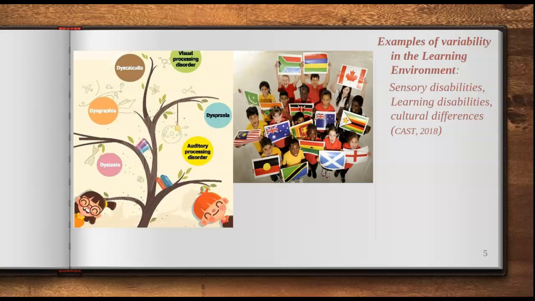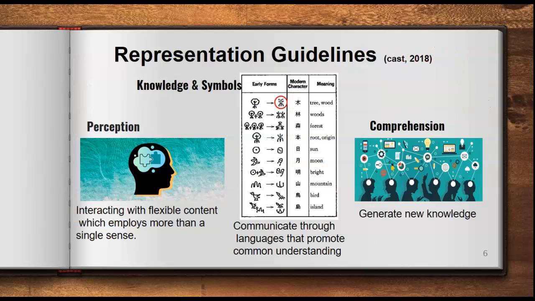Variability requires different ways to approach content. Multiple representation is necessary for the transfer of learning. It enables the students to make connections to and between concepts. This tenet has 3 guidelines with corresponding checkpoints to guide educators in its implementation and use: the perception guideline, the knowledge and symbols guideline, and the comprehension guideline.